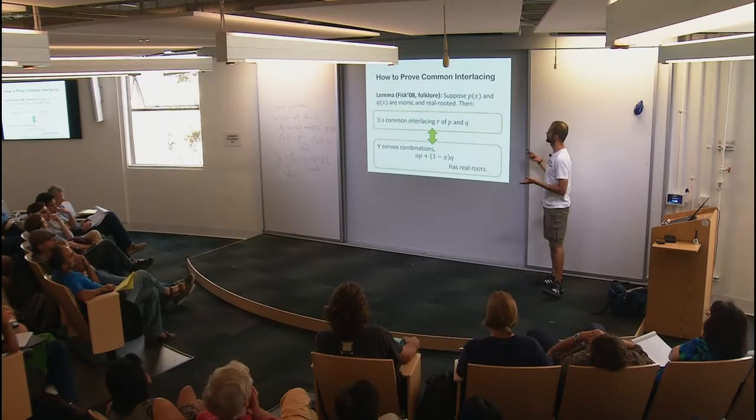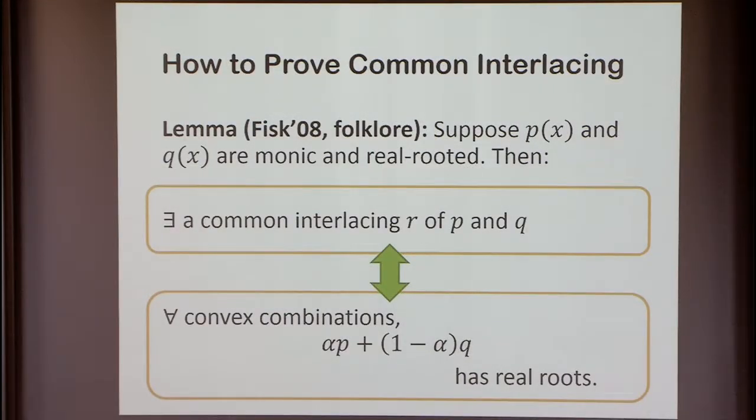But it turns out there's a very nice characterization, due to Fisk, but also known at least as far back as 1980, due to Fell, which says that existence of common interlacings is the same thing as certain real rootedness statements. So here's the lemma. Suppose P and Q are monic and real rooted polynomials. There exists a common interlacing R of P and Q if and only if all convex combinations have real roots. So this is exactly what you said earlier.